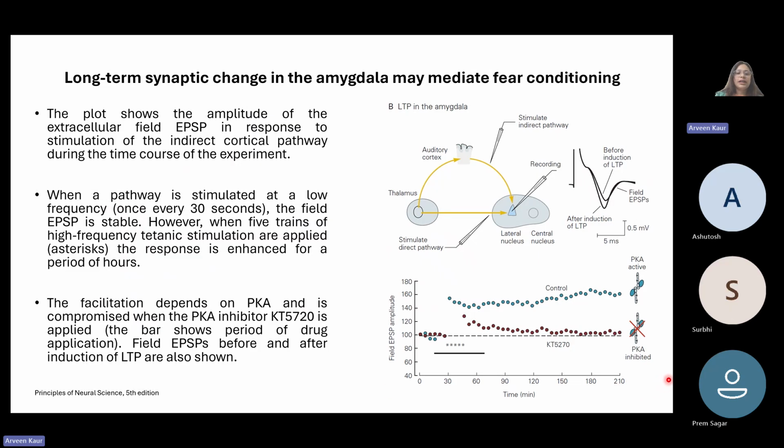When a pathway is stimulated at a low frequency, which is once every 30 seconds, then the field EPSP is stable. However, when five trains of high frequency tetanic stimulation are applied, the response is enhanced for a period of hours, right? The PK is active. The facilitation depends on PK and is compromised when PK inhibitor, which is KT 5720, is applied. The field EPSPs before and after induction of LTP are also shown over here.